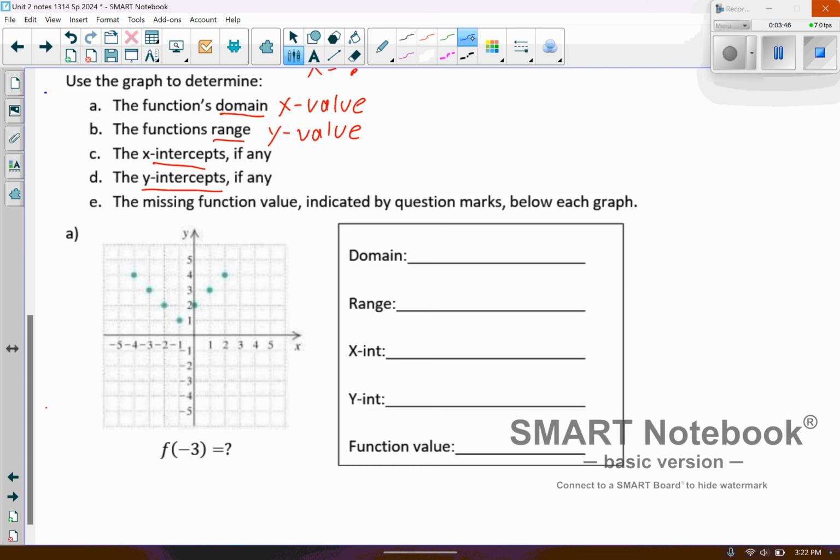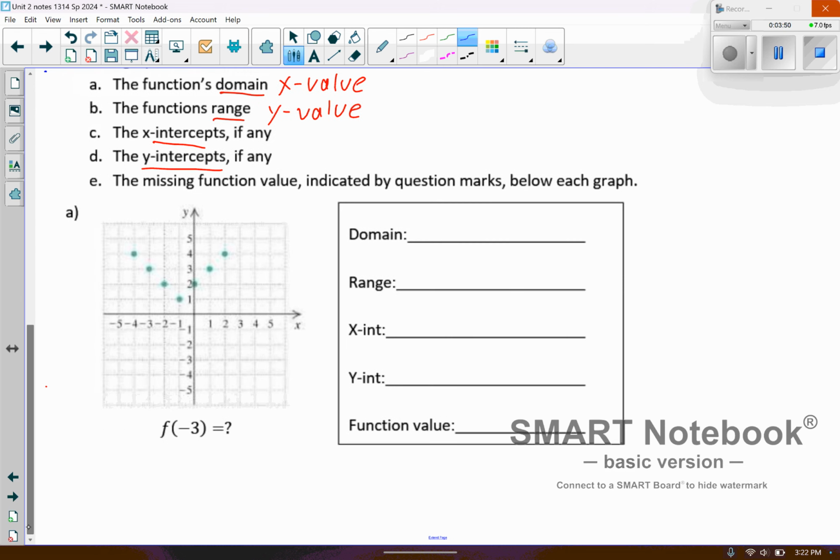So let's start with the domain. So domain, once again, that's just our x values. And so looking at this, you just need to focus on the x values. And so let's see, this x value would be -3, -2, -1, 0, 1, and 2. So those are all my domain values. So I'm going to go ahead and list them.